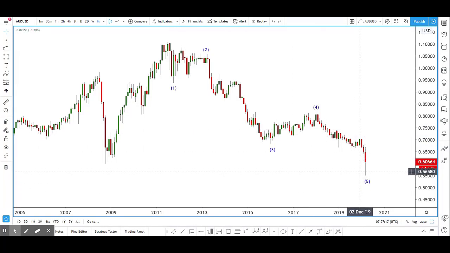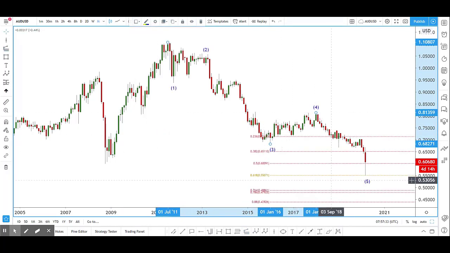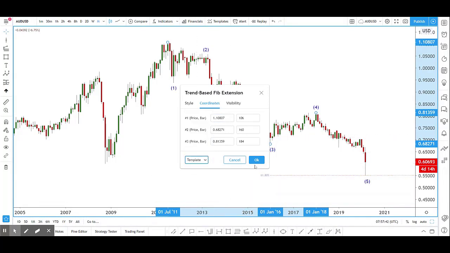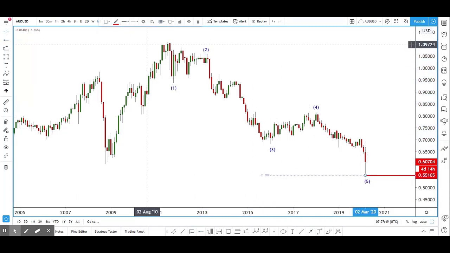Next, we want to check that wave 5 actually reacted at a key target for where wave 5 is supposed to be. If we were to take a Fibonacci extension from the swing high here, all the way to wave 3 to wave 4, and we pull out all the Fibonacci ratios, realize that wave 5 has actually reached and reacted right on the 61.8 extension level, right? So this is a very clear wave 5 target done, and we can confidently put our long-term support at this level here.